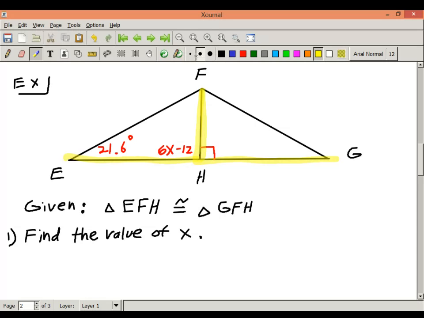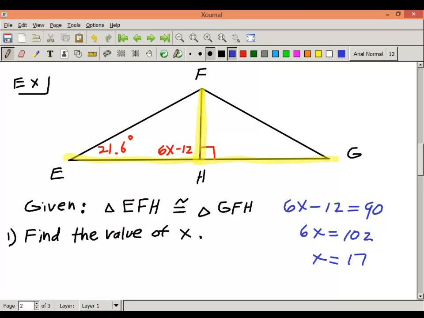In any case, if we're going to find that value of x, we're just going to have to set 6x minus 12 equal to 90. 6x minus 12 is equal to 90 because that's a linear pair there. And then that'll give us 6x equals 102. And we'll go ahead and divide that and get x equals 17. X equals 17 for that.